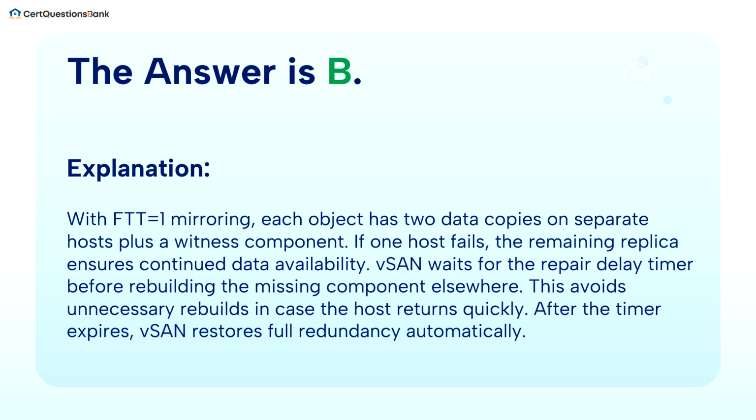With FTT=1 mirroring, each object has two data copies on separate hosts plus a witness component. If one host fails, the remaining replica ensures continued data availability. vSAN waits for the repair delay timer before rebuilding the missing component elsewhere. This avoids unnecessary rebuilds in case the host returns quickly. After the timer expires, vSAN restores full redundancy automatically.